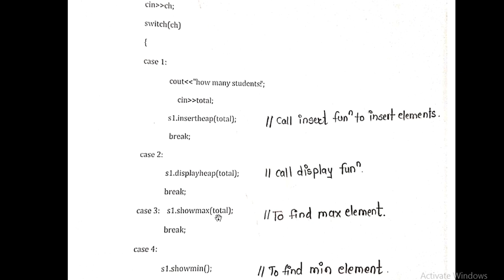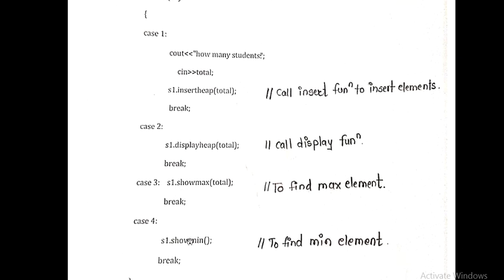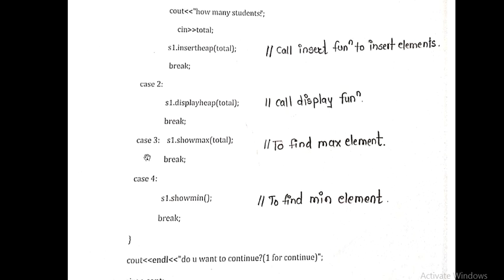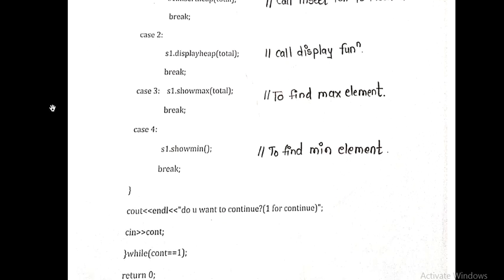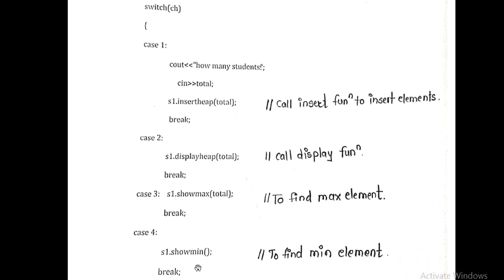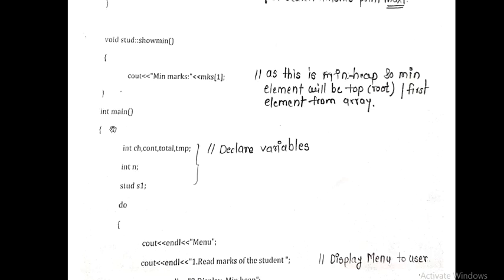Then next is the third choice, that is show max. We have to show the maximum element from this heap, and the minimum element is nothing but the marks here. So max and min marks we show using case numbers 3 and 4, and again we ask for the choice. If they want to continue, they have to press 1. In this way we have seen the main function, which at the end returns 0, because it is an integer main.